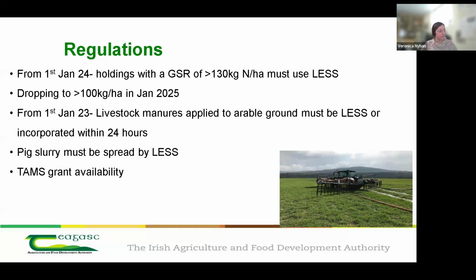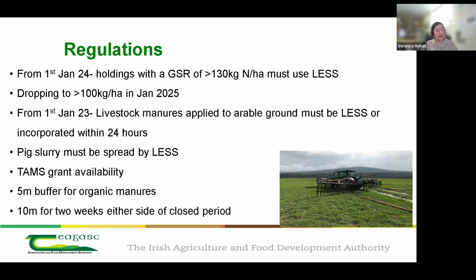Also, because we talk a lot about buffer strips, people think everything is 3 meters now. Be aware that the buffer zone for organic manures is 5 meters, and for the 2 weeks on either side of the closed period, that moves to a 10-meter buffer strip.